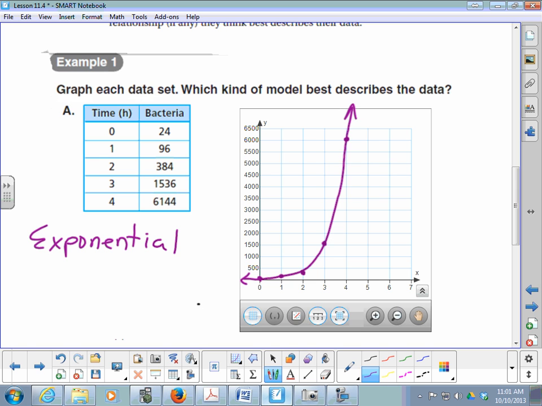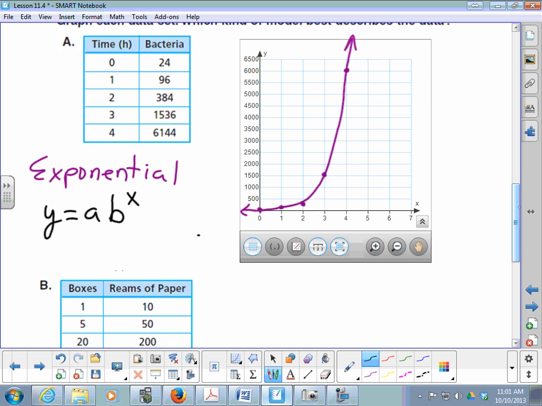Now remember, for exponential functions, our general formula is that y equals a times b raised to the power of x. Do we know the value of a in this case? Okay, Brandon, what's the value of a? 24. That's when we cross the y-axis. So we have 24 as our value for a.